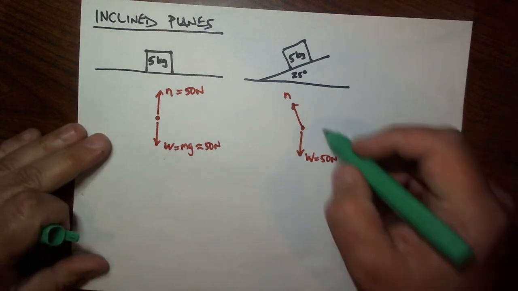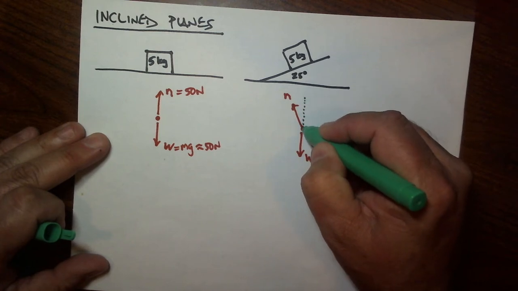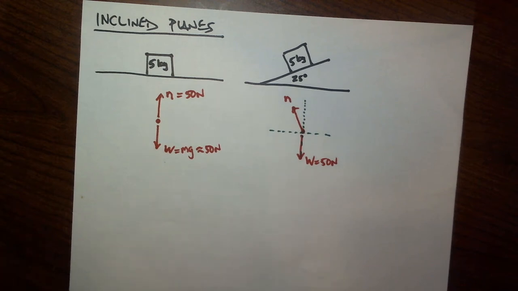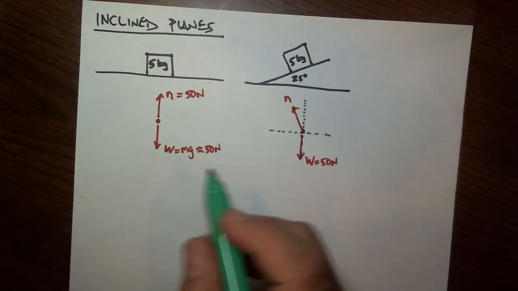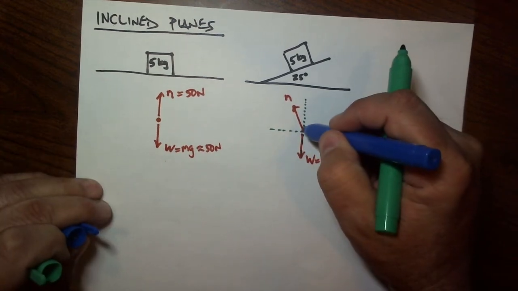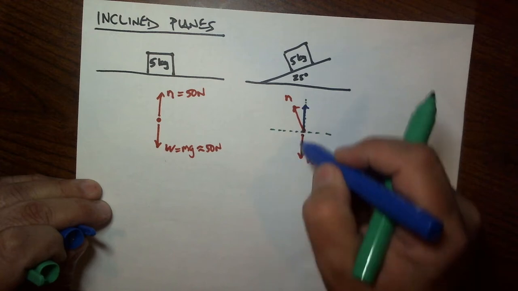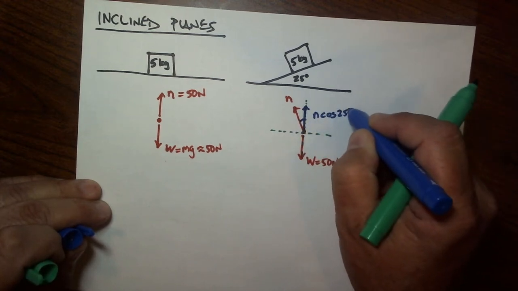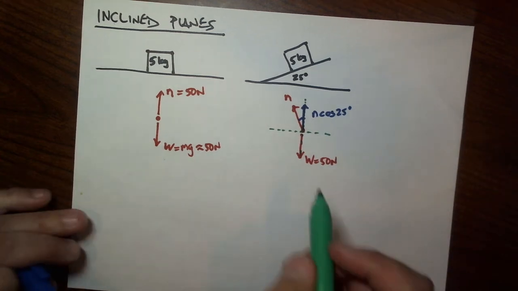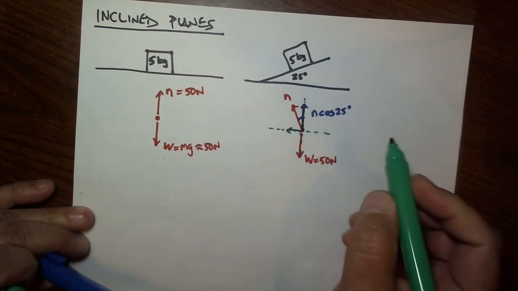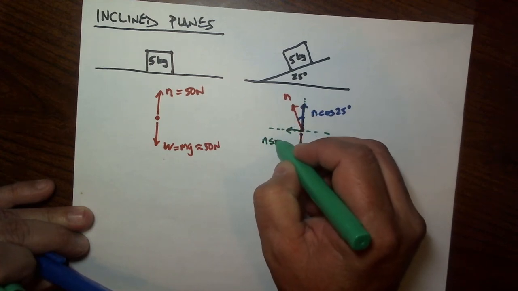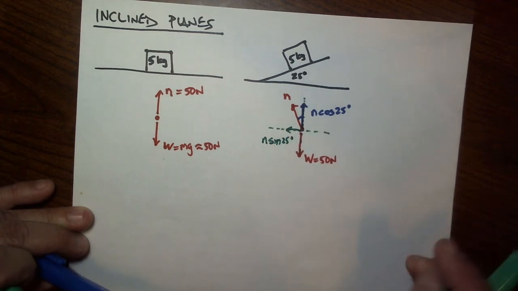And if we componentize with the standard coordinate system where y is up and down and x is side to side, then there's going to be two components of the normal. One component is going to be straight up along the vertical, right next to the angle that we know, and that's going to be n cos 25 degrees. Another component is going to be in the x direction, and that's opposite the angle. You could draw it over here or down here, your choice, and that's going to be n sine 25 degrees.